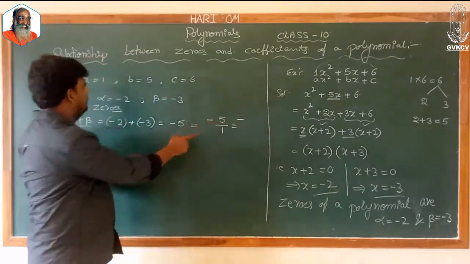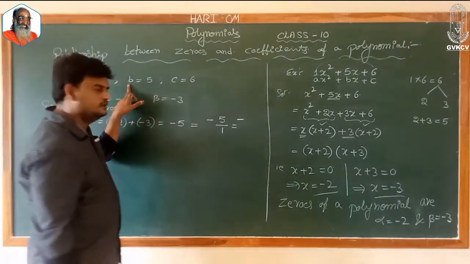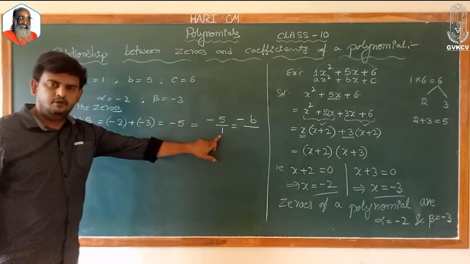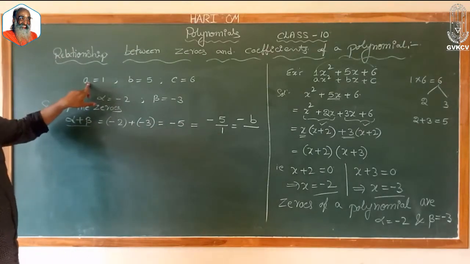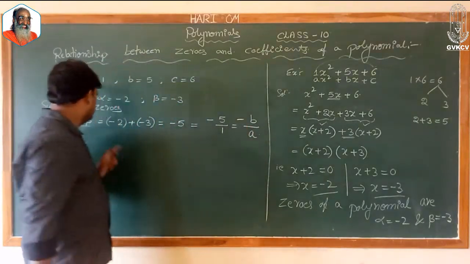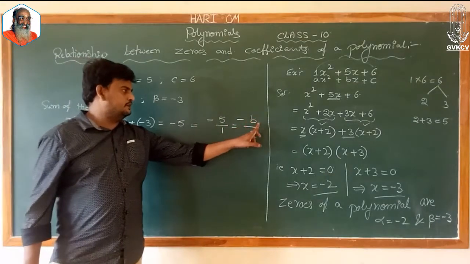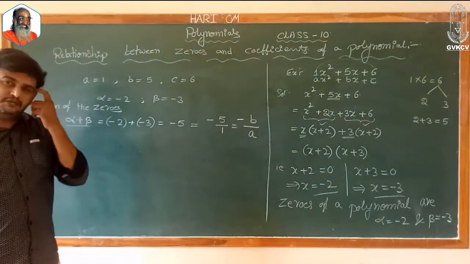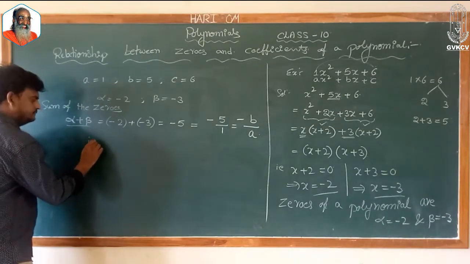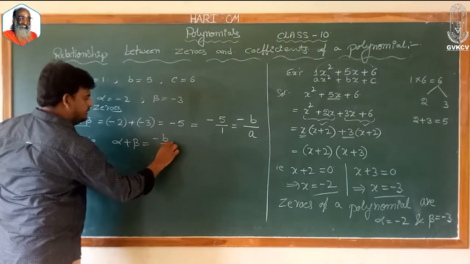Minus 5. What is the meaning of 5? 5 is nothing but b. So minus b by 1. What is the value of 1? It is nothing but a. So finally, alpha plus beta is equal to minus b by a. That is, alpha plus beta is equal to minus b by a.